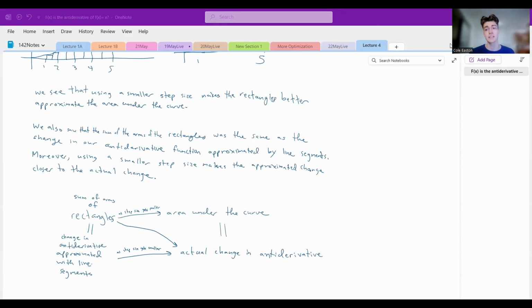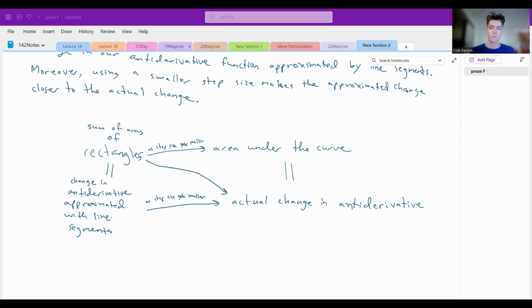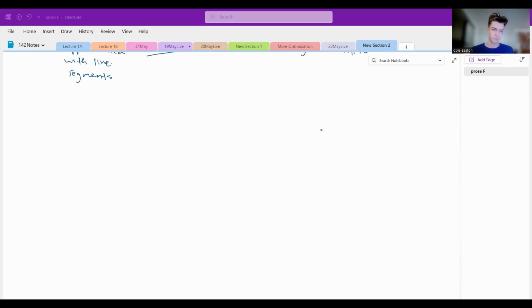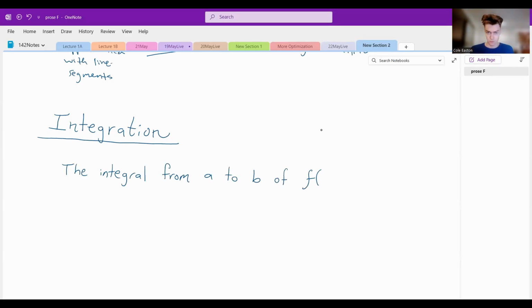In particular, it is the second part of the fundamental theorem of calculus, which is also called the net change theorem. But before we write a concise definition of the net change theorem, we want to define integration. Now, integration is defined as the process of taking an integral. So we're going to define an integral by saying that the integral from a to b of f of x is the area under the curve of f of x between x equals a and x equals b.